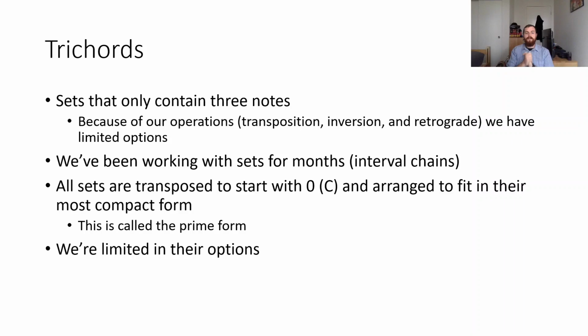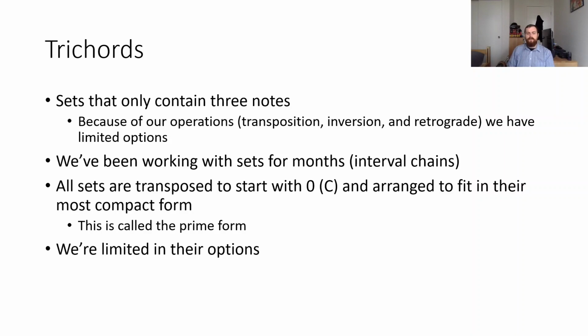So when we look at trichords, all of these sets are transposed to start with 0 and are arranged to fit in their most compact form. So this is called their prime form. Prime forms are useful because it's a really quick way to figure out what the interval and pitch content of these would be. And also they serve as kind of shorthands because these can then, of course, be transposed and added together to create complicated music, okay?